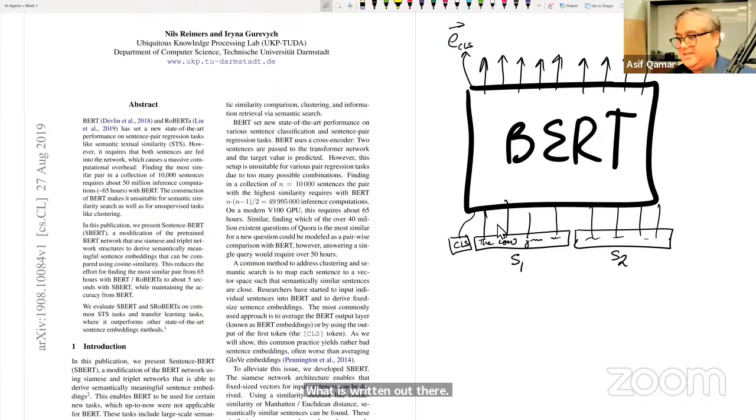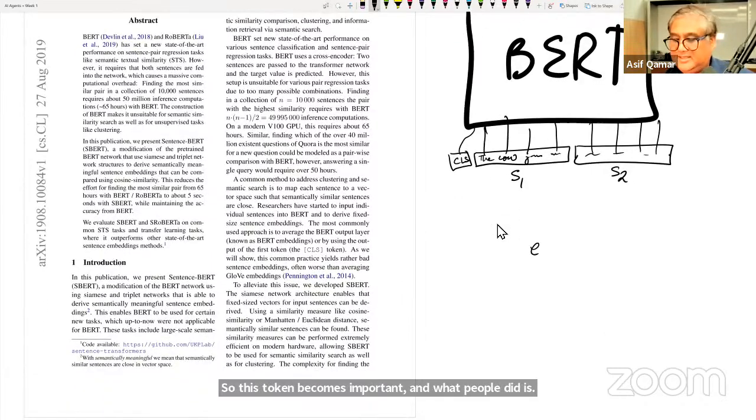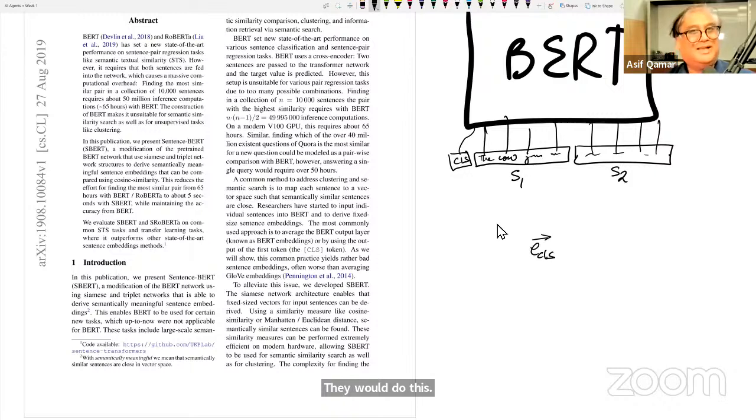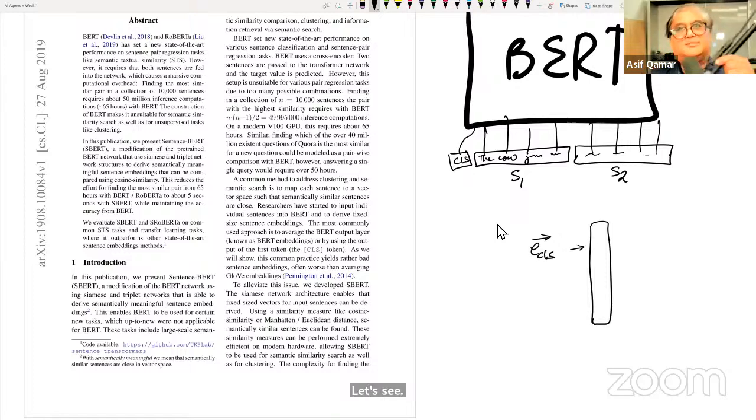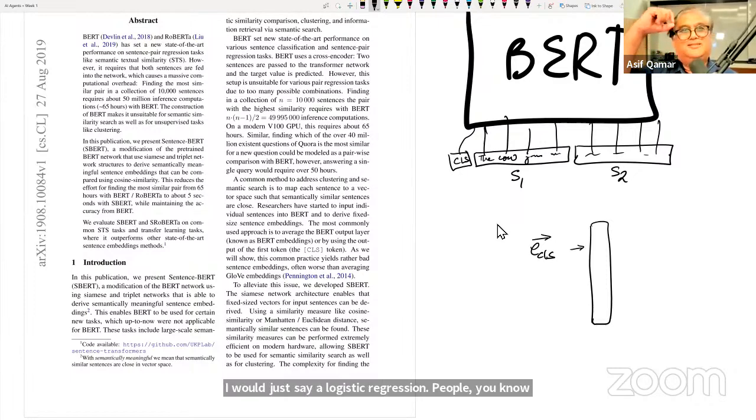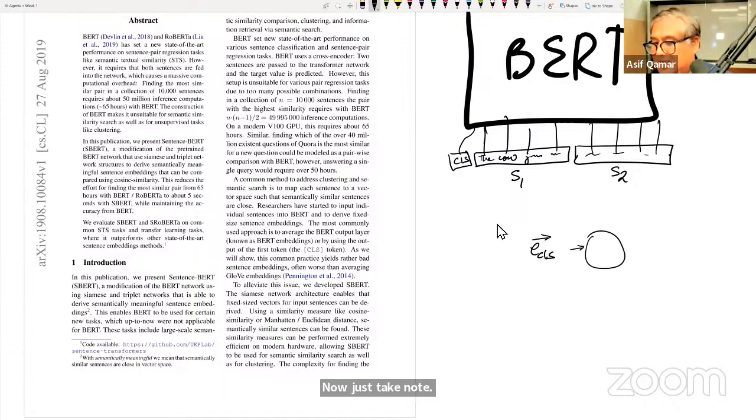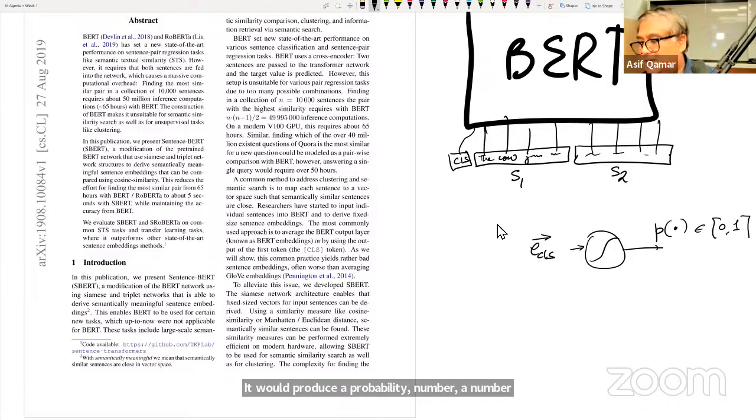And what people did is they would take the CLS token vector and feed it through, let's say, a softmax, but in this particular case, I would just say a logistic regression. You remember logistic regression, a basic logistic node? You would pass it through a logistic node. What would it produce? A probability, a number between 0 and 1.